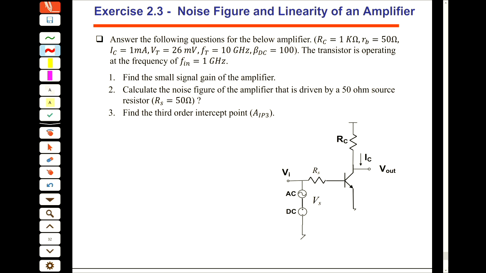So in question 3, again, the biasing is given. I'm not going through this. I will upload the result. Please go through that because we are, I think, a bit behind.